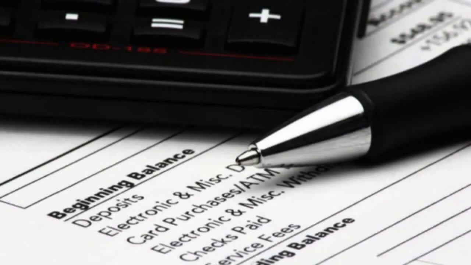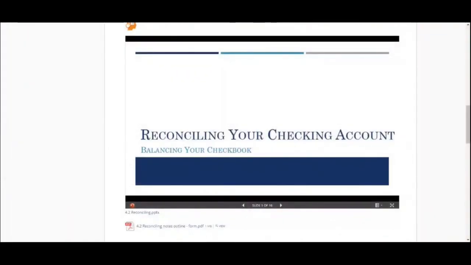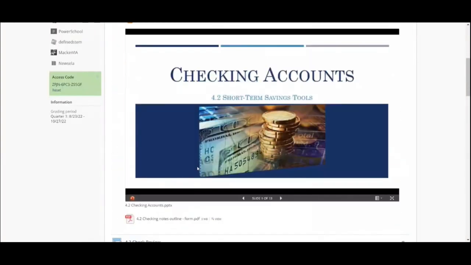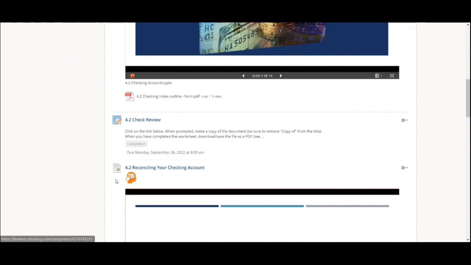We are ready to continue with 4.2. So we are continuing to look at different types of deposit. We look through checking accounts, probably review for a lot of you. All right. And then you had the 4.2 check review worksheet.